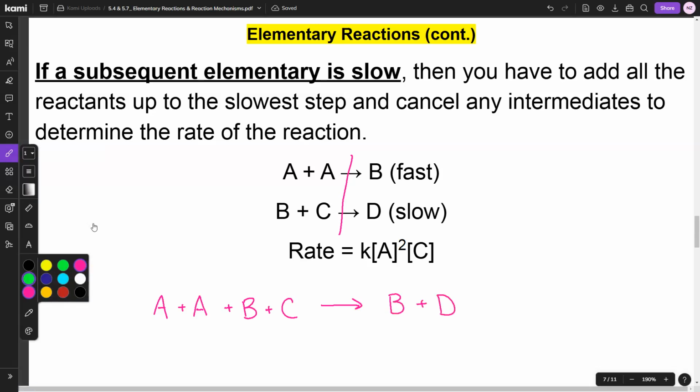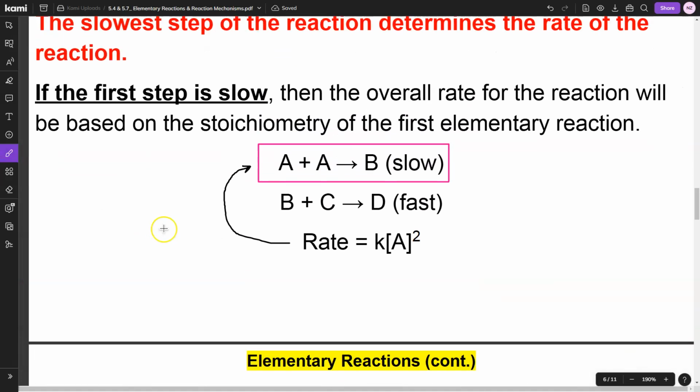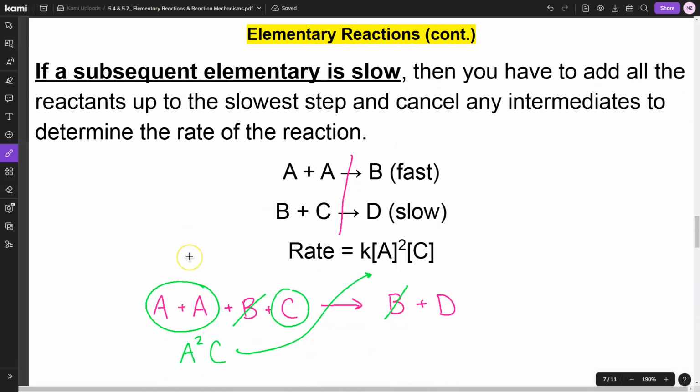Now, on our reaction here, I have B on both sides, so B can cancel out. So I'm left with 2A's, or A squared, on the left side, along with our C right here. And that is where our rate law comes from. So if your first step is the slow step, you just use the first step to determine the rate law. If any other steps are the slow step, you have to add up the steps to the slow step and then cancel out any intermediates to determine your rate law.